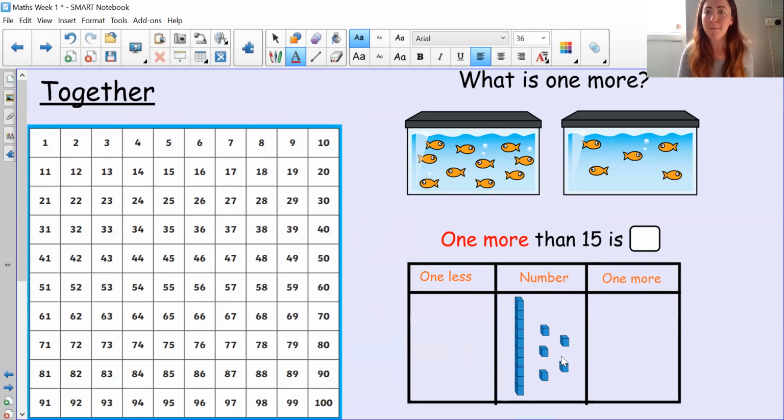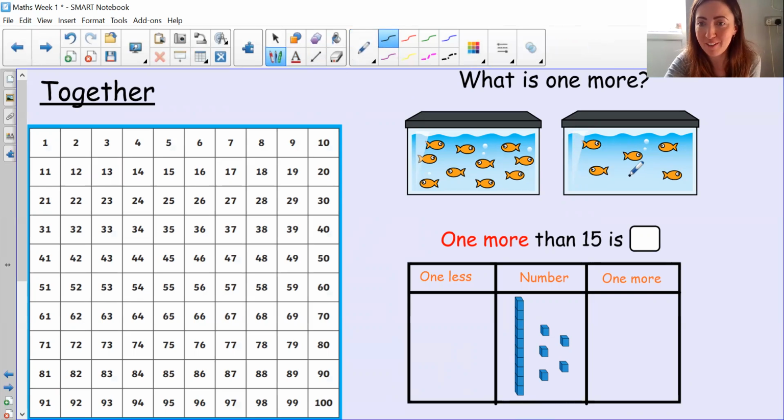And if I'm finding one more, that just means that I need to do what? What do I need to do? Add one or take one away if I'm finding one more? That's right, I need to add one. So I can draw it on the fish tank as well. Draw an extra little fish here, swimming around. That would be adding one more fish.